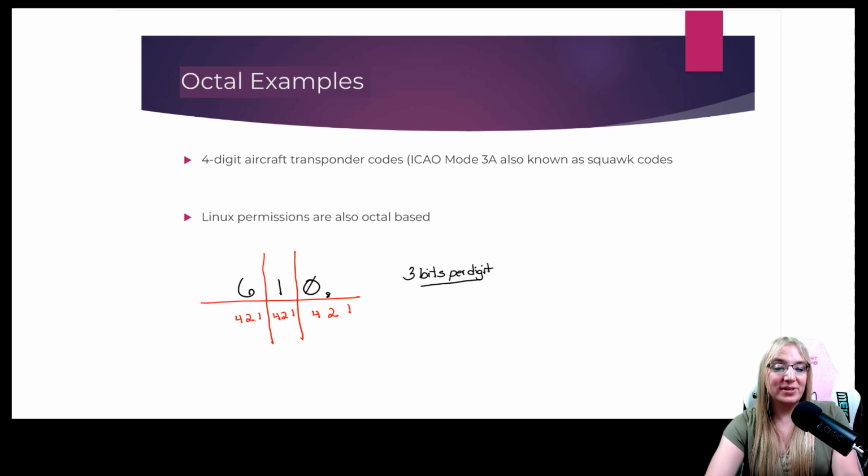Well, 4 plus 2 is 6 plus 1 is 7. So those 3 bits give us the values 0 through 7, which is 8 possible values. You guessed it. So that's where that comes from. So remember, 3 bits per digit with an octal system. Remember that. All right. So we're going to come back to this later.